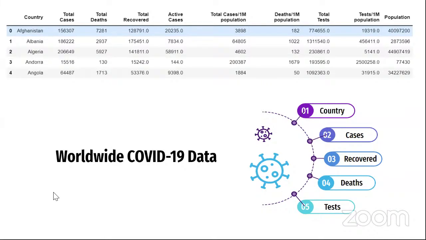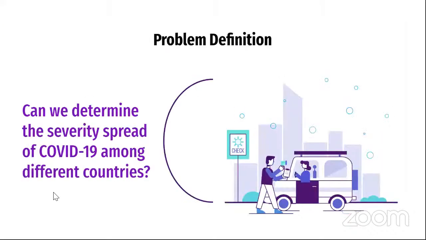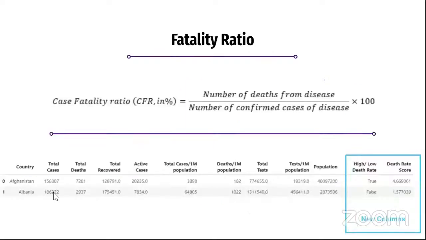So we actually ended up adding columns that will help us find the severity of the COVID data around the world. So our problem definition was, can we determine the severity spread of COVID-19 among the different countries? Next slide.